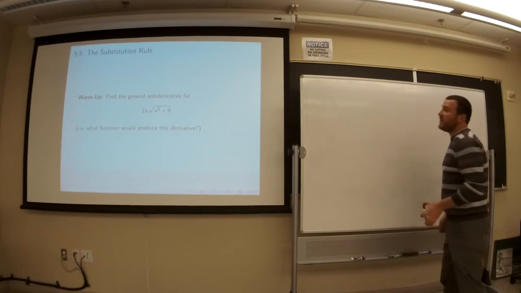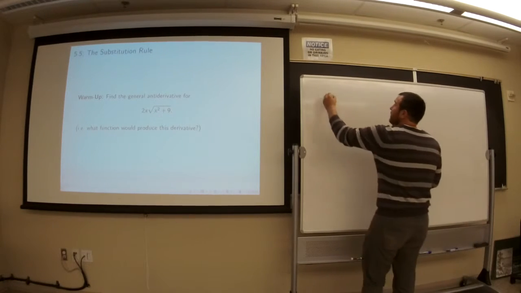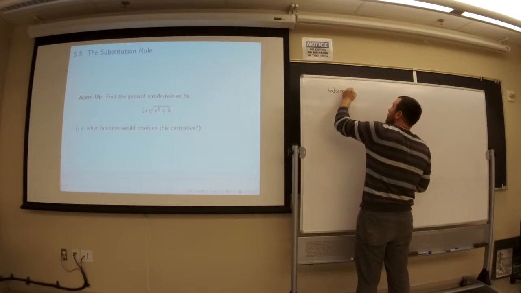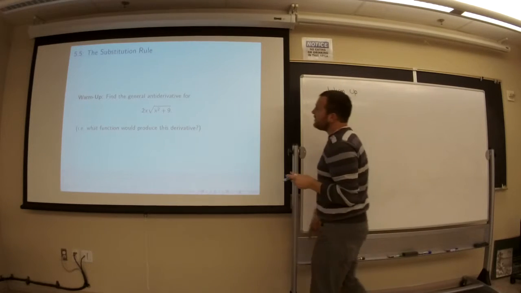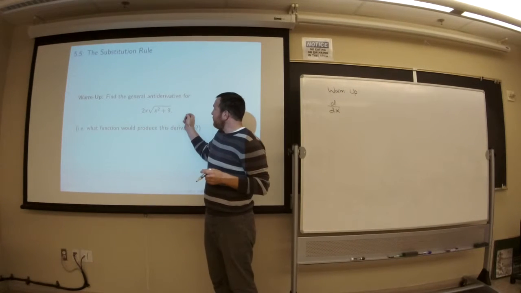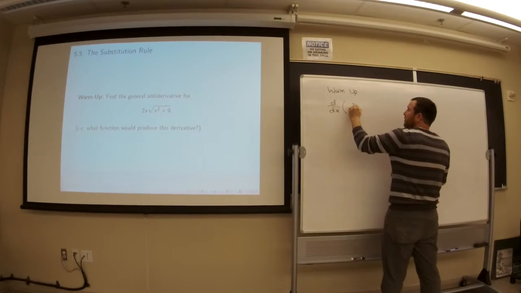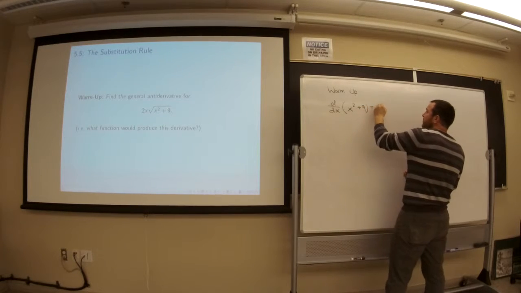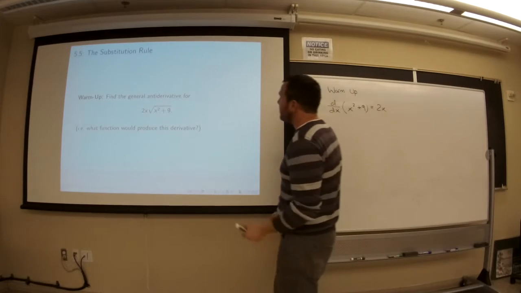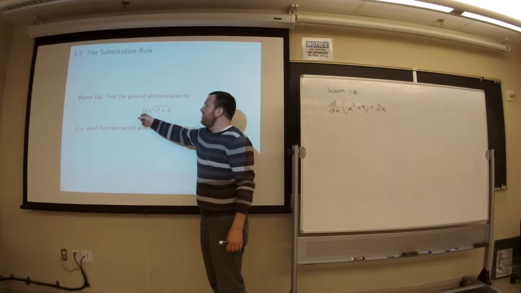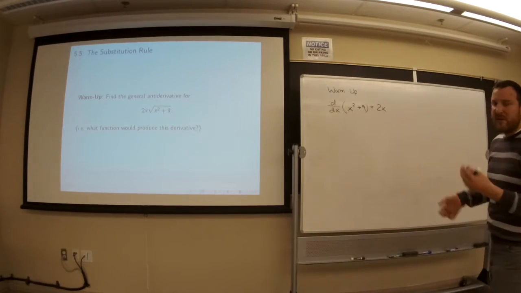Okay, so hopefully you could find that antiderivative. Let me go through this. So the first thing that we notice for the warm-up is that the derivative of the inside function in this composition of functions, where we have the square root and x squared plus 9, is 2x. So we've got this set up as a composition of functions, but the derivative of this inside function is sitting right out here being multiplied, just like it would if we took the chain rule of some derivative.